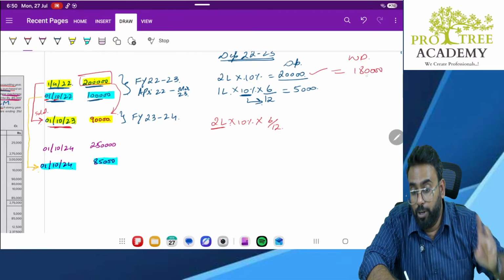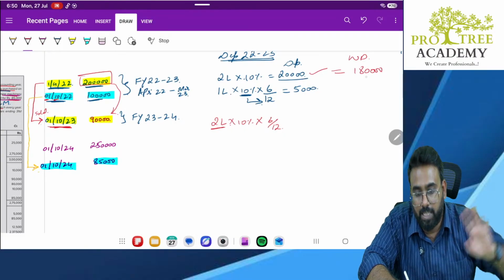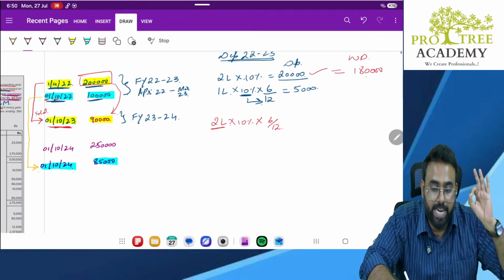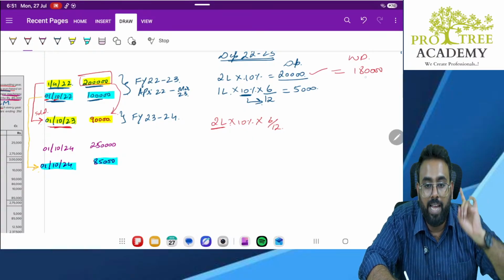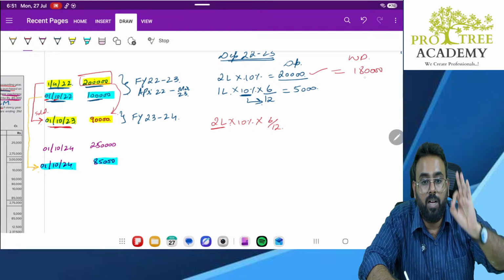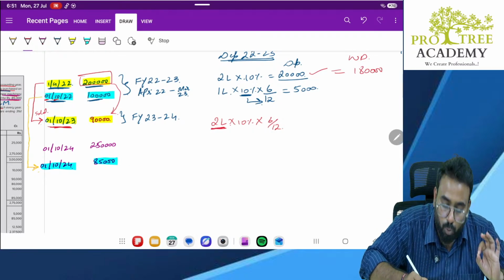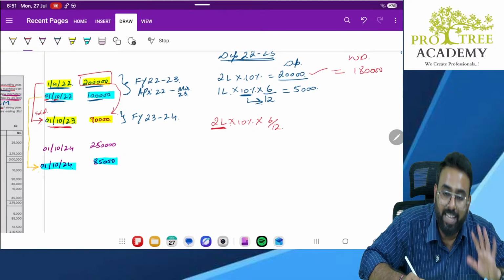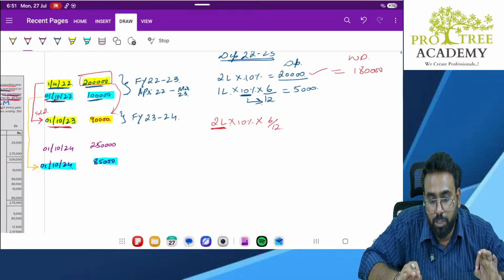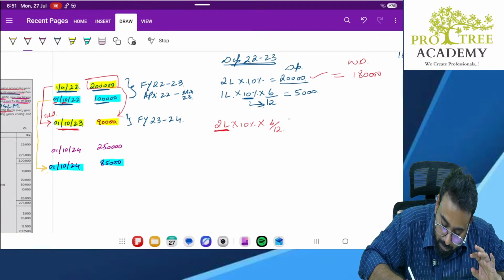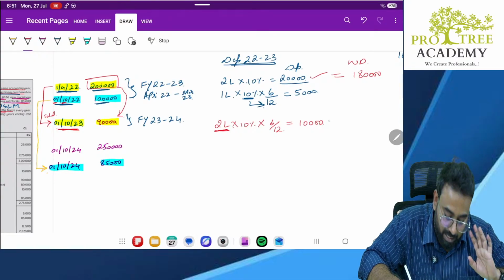Because we take WDV in case of reducing balance method or diminishing balance method. Here we are using which method? Straight line method. In case of straight line method, we will directly apply the rate of depreciation on original cost. Correct or no? So our original cost is 2 lakh rupees. So on that 10% we will apply. But we will apply for how much? Only for 6 months. Why? Because machinery was used in the business for only 6 months. So that will be 10,000. So depreciation will be 10,000.